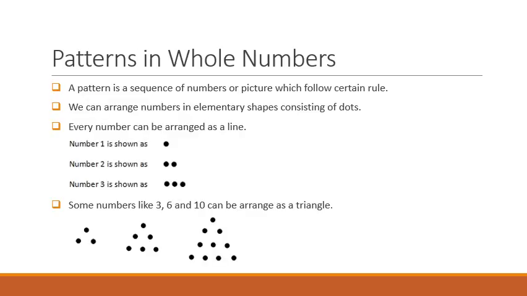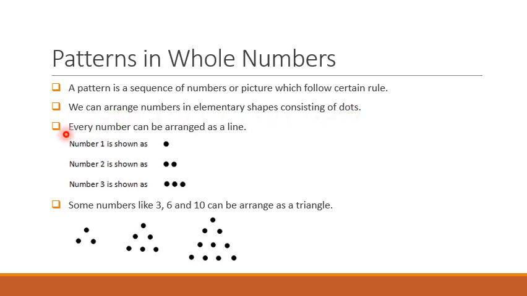So after learning about various operations on whole numbers, let's see some patterns in whole numbers. Now let's revise what a pattern is. A pattern is a sequence of numbers or pictures which follow a certain rule. Generally, whole numbers follow certain patterns. We can arrange numbers in elementary shapes consisting of dots. So we can represent the numbers using dots.